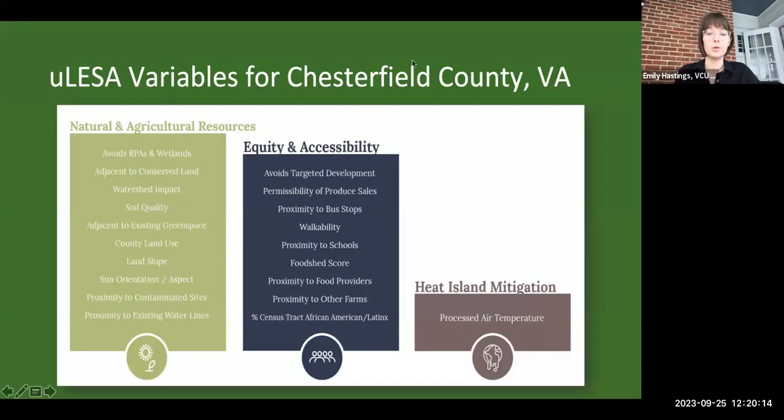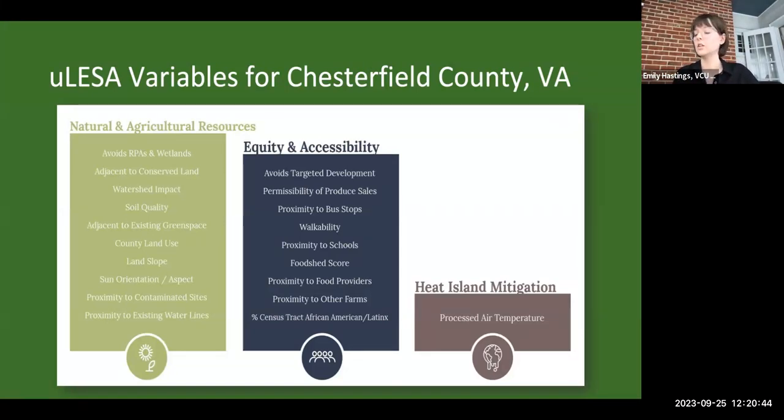Then there's also the equity and accessibility category, which goes into food access, accessibility to these resources, also some socioeconomic elements to make sure we really prioritize underserved communities so that they could potentially have these resources first, and really prioritize these urban farms and gardens being placed in those communities.